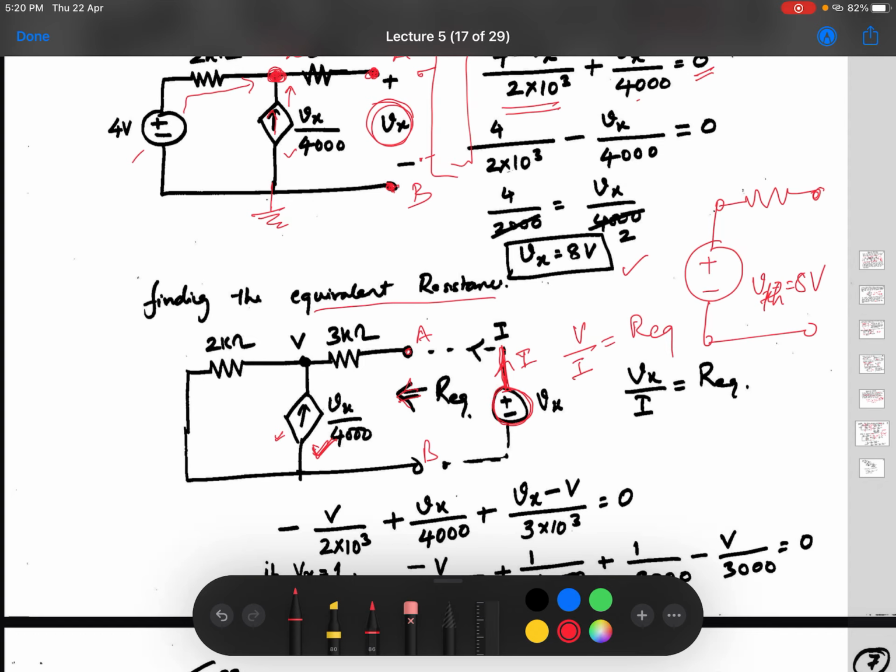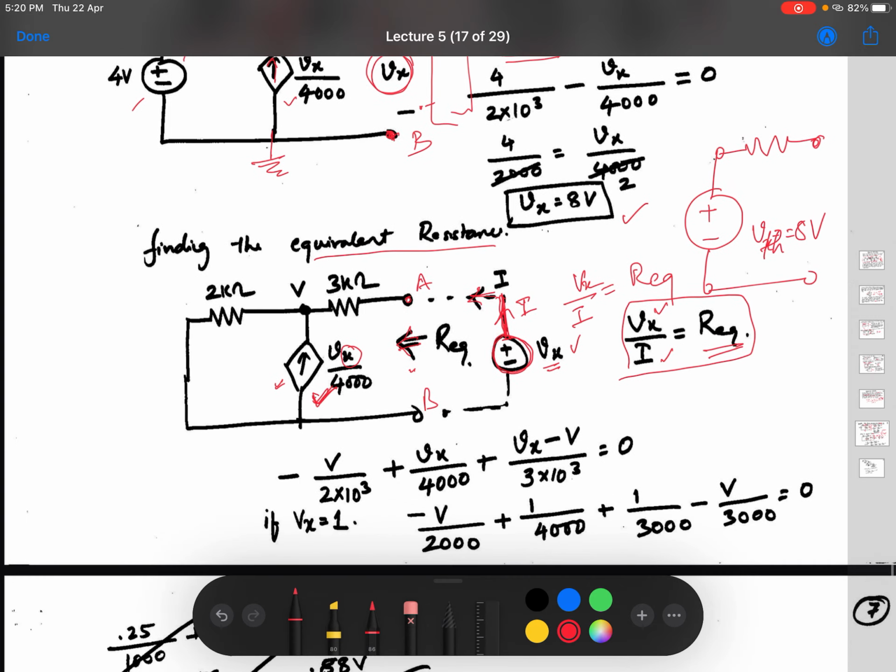That is how R equivalent can be defined, that is Vx upon I. If I take the applied voltage as Vx, because here also we have to take care, so this is the same voltage Vx. If I apply Vx over here and calculate the value of I, and then I take the ratio of that, Vx by I, I get R equivalent. That follows from Ohm's law.